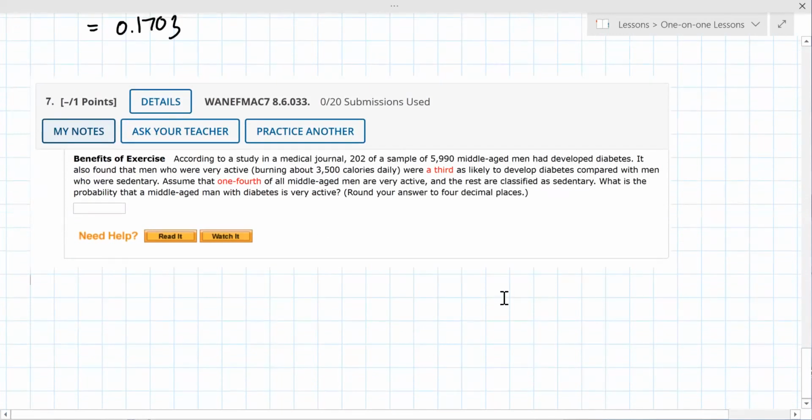All right, according to a study in a medical journal, 202 of a sample of 5,990 middle-aged men had developed diabetes. It was also found that men who were very active were a third as likely to develop diabetes as compared with men who were sedentary. Assume that 1/4 of all middle-aged men are very active and the rest are classified as sedentary. What is the probability that a middle-aged man with diabetes is very active?